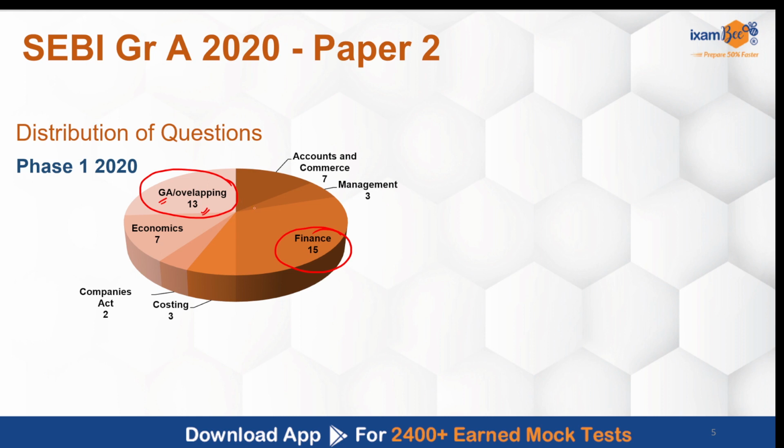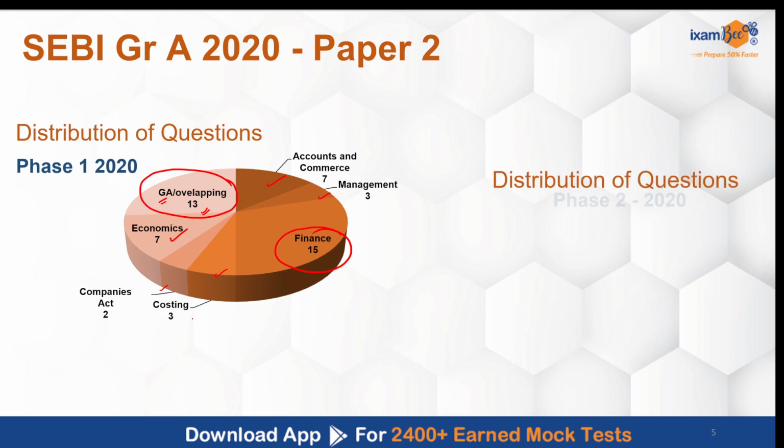After that, there were questions related to Commerce and Accountancy, 7 questions each from Commerce and Accountancy and Economics, followed by 3 questions each from Management and Costing and 2 questions from Companies Act. However, the phase 2 saw a more focus on the syllabus and the subjects that were given for this paper.